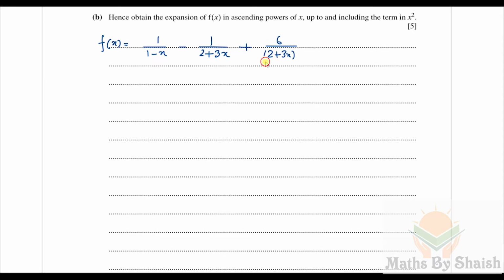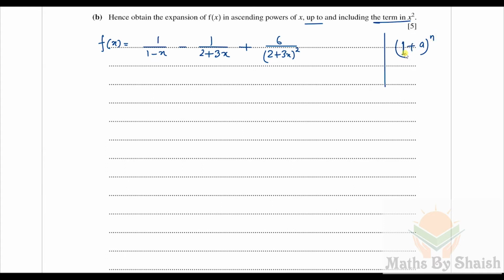So now we need to find the expansion of f(x), and we need to expand it up to and including the term in x square. So we know the expansion of (1 plus a) whole to the power n. If we have this for any n, we require to get 1 here first of all.